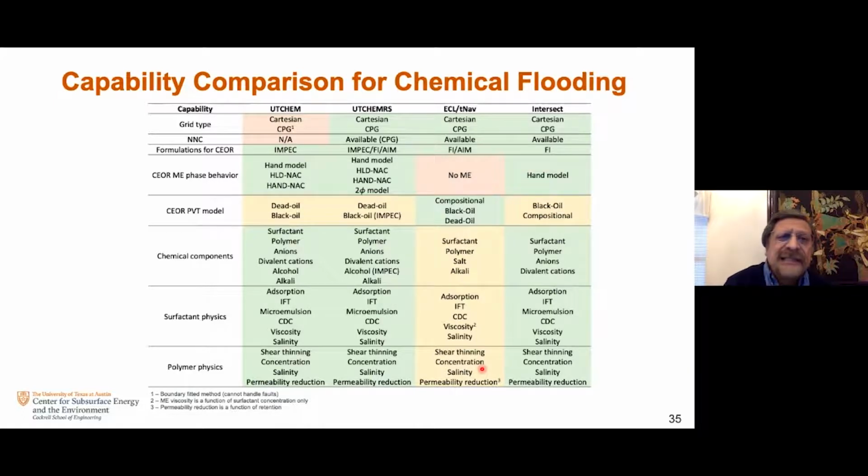I put this table in here not so much to go over it, but because it shows the various capabilities of simulators that have chemical capabilities. These are UTChem, UTChem RS, ECL, T-Navigator, and Intersect. If later on you're interested in looking at this table, I believe this talk will be recorded and put on the web. You could use this table for comparison purposes in different areas, from the physics to some of the gridding issues and so on.